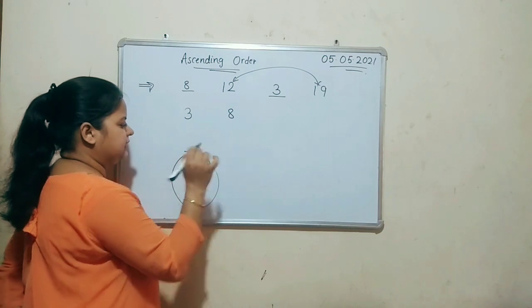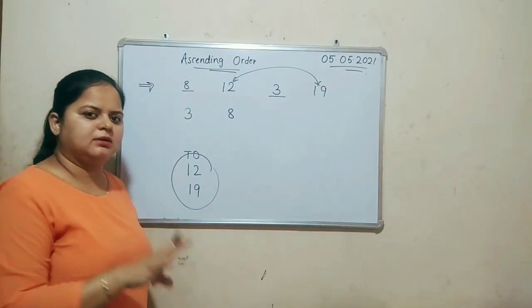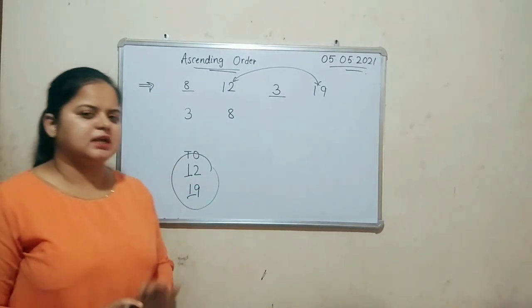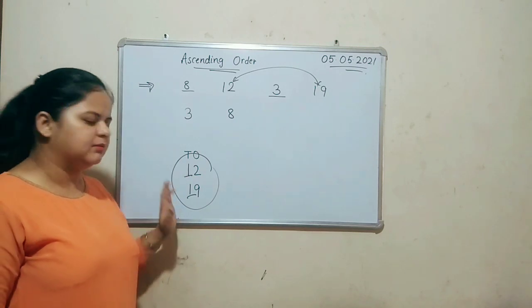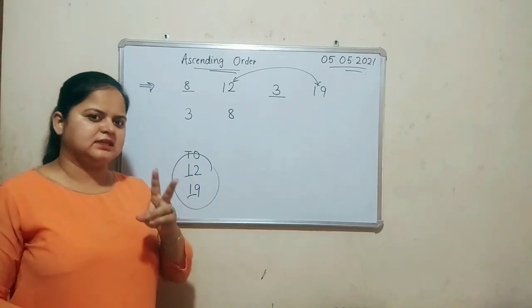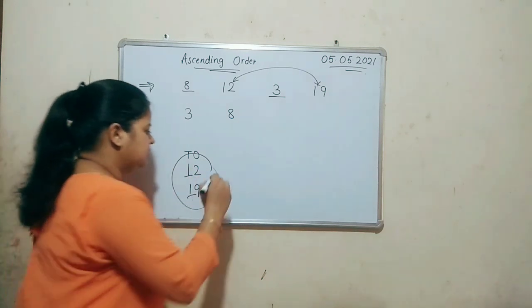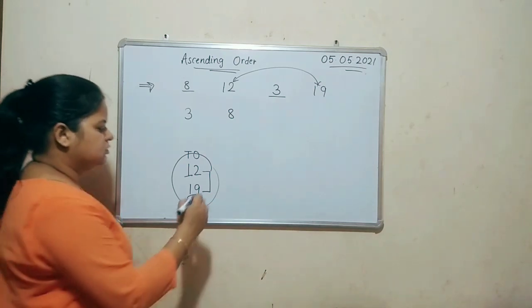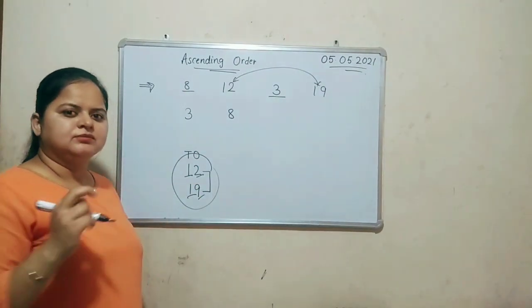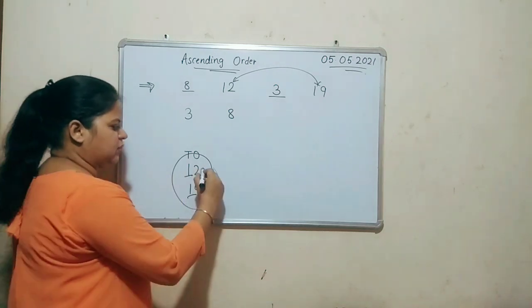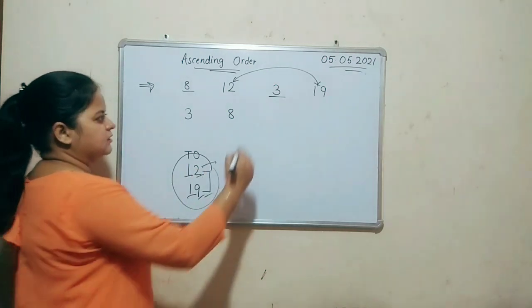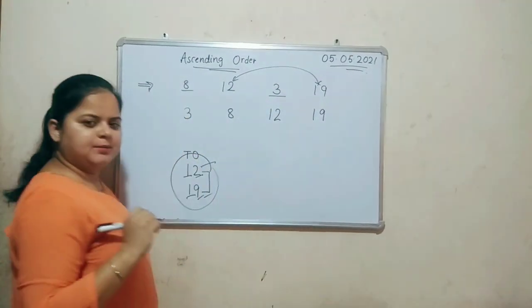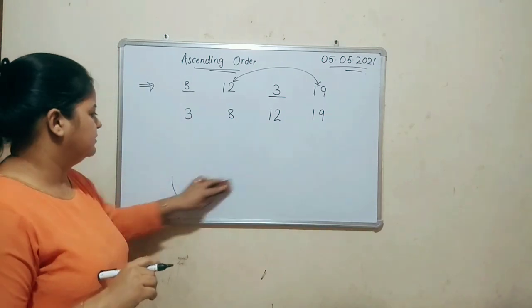Always write the digit which is placed on tens. But here both digits placed on the tens place are same. Tens वाली side के दोनों digit same हैं. Then we will compare the digits which are placed on the ones side. So here 2 and 9. 2 is smaller and 9 is greater. So 12 comes first and 19 in the last. Understand? Good.